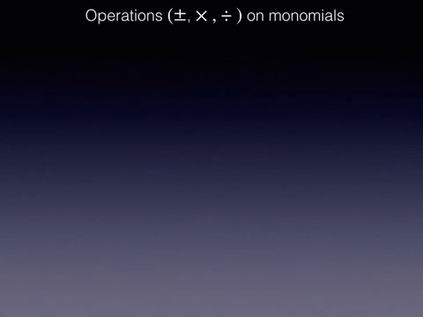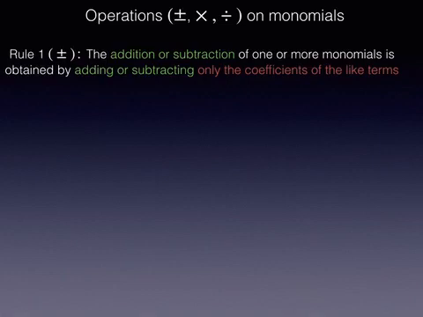So we will start operations on monomials. Operations means plus or minus, multiplication or division. So we have 3 rules. Rule 1 for the plus minus, rule 2 for the multiplication, and rule 3 for the division. So rule 1 that concerns the addition or subtraction. Rule 1 says that the addition or subtraction of one or more monomials is obtained by adding or subtracting only the coefficients, that is the numbers, of the like terms or the similar terms.